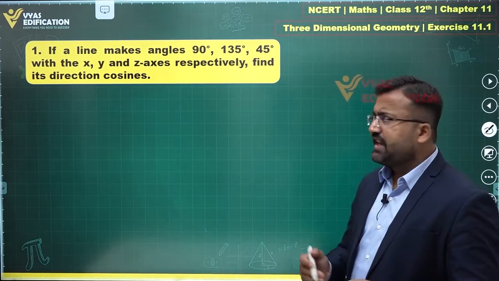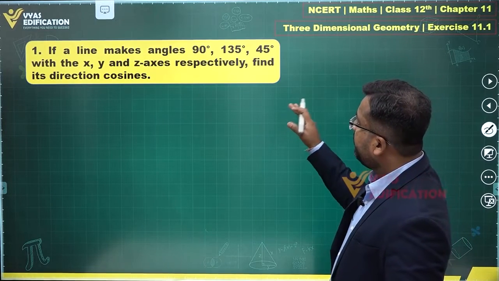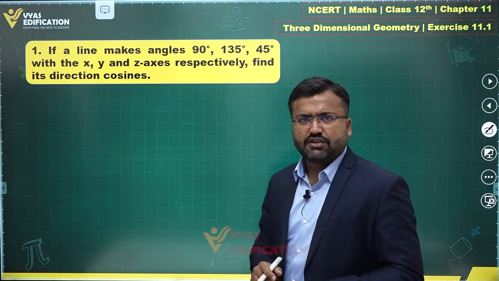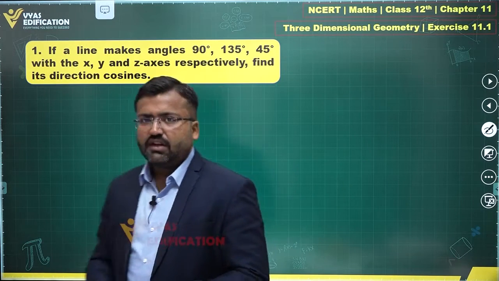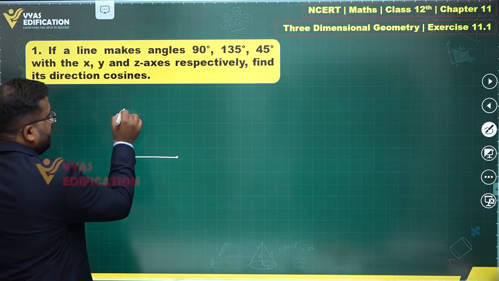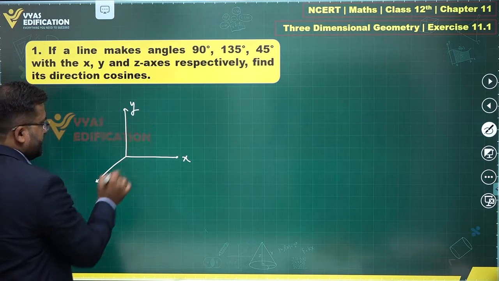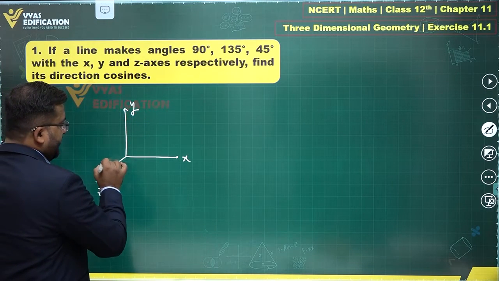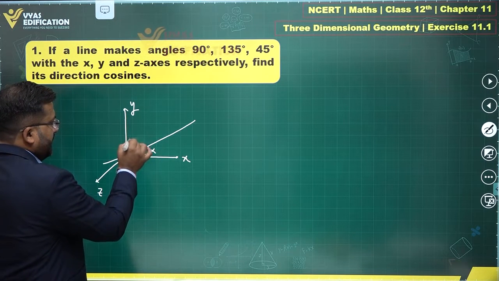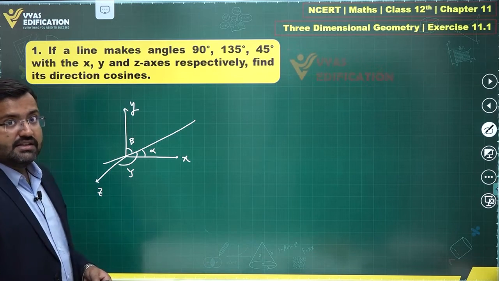The first question says, if a line makes angles 90 degree, 135 degree, 45 degree with x, y and z axis respectively, find its direction cosines. Now, what are direction cosines? Basically, let us call this x-axis, this is the y-axis, this is the z-axis, and there is a line making some angle alpha with x-axis, some angle beta with y-axis, and some angle gamma with z-axis.